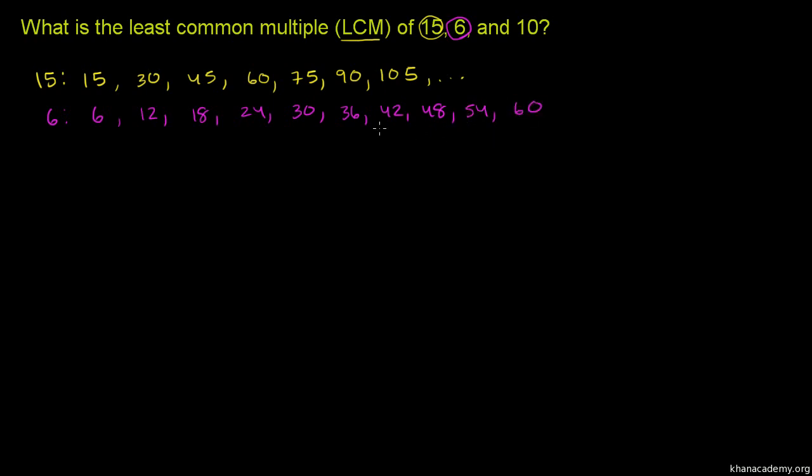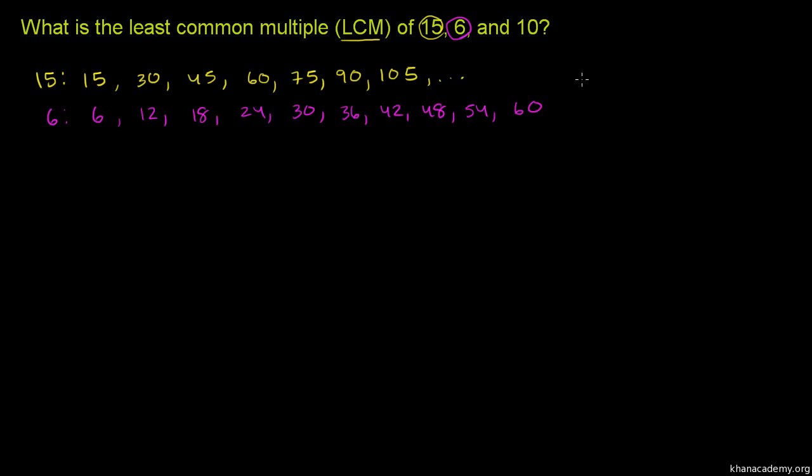60 already looks interesting because it is a common multiple of both 15 and 6. Although we have two of them over here. We have a 30 and we have a 30. We have a 60 and a 60. So the smallest common multiple. If we only cared about the least common multiple of 15 and 6, we would say it's 30.